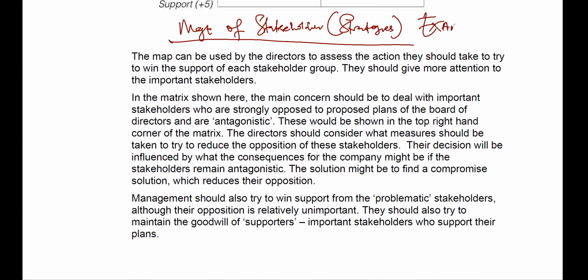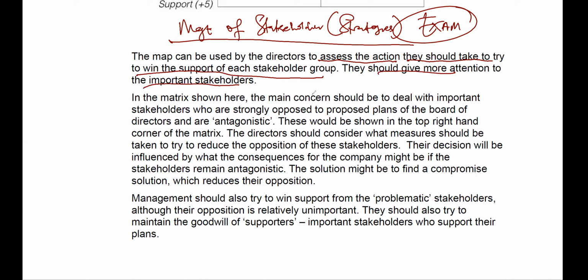So if you are able to tell me, okay, this guy is antagonistic, fine. How then do we deal with him? Because you are trying to settle that conflict, right? The map can be used by the director to assess the action they should take to try to win the support of each stakeholder group, right? So they should give more attention to the important stakeholders.